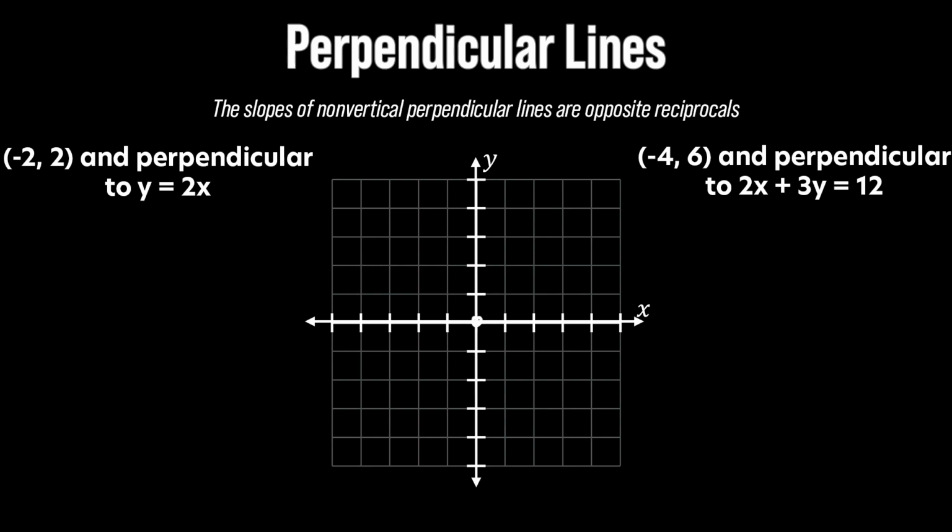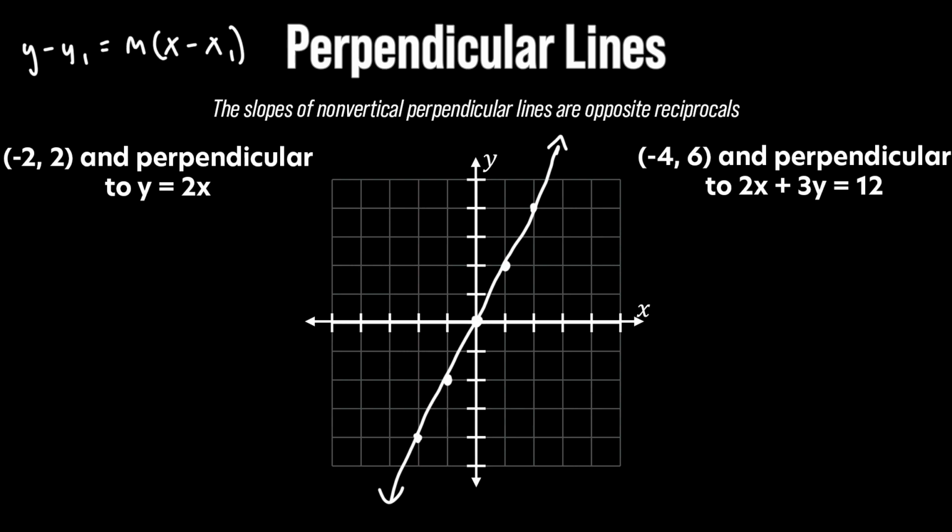So let's first graph that to see where it lands. So the graph of y equal to 2x looks something like this. So let's find the perpendicular line using this point here. First, we're going to utilize something called point slope form. Point slope form is y minus y1 is equal to m times x minus x1. And we can use this equation to find the equation of the perpendicular line.